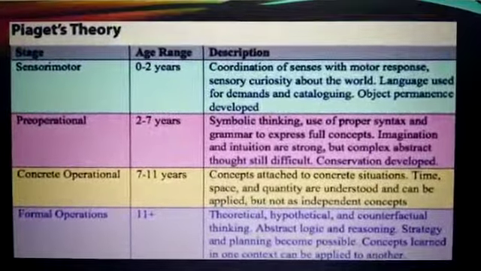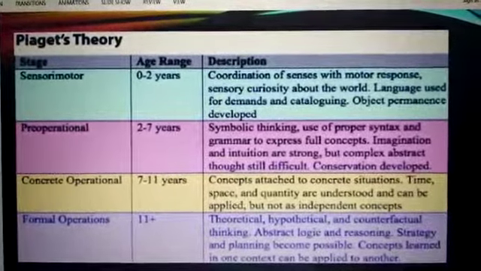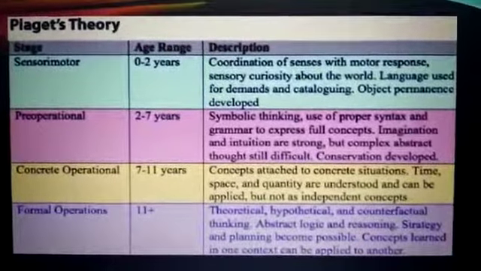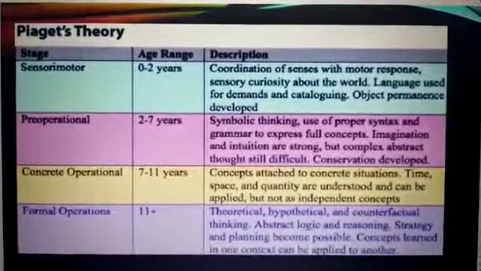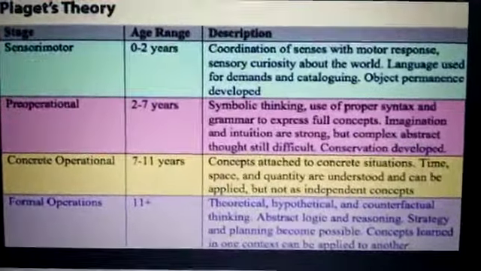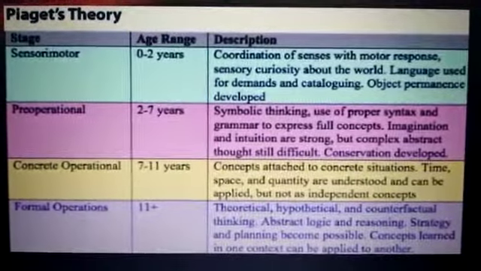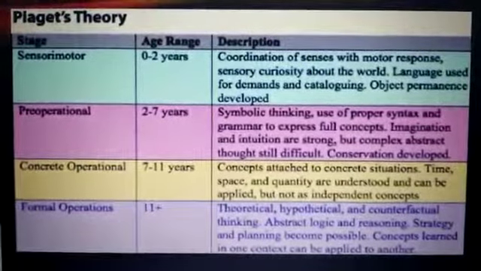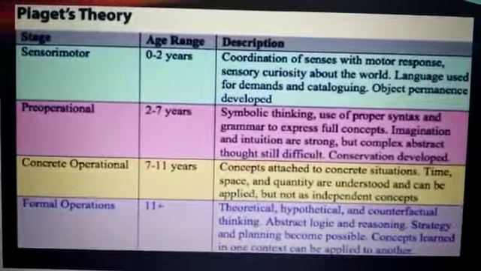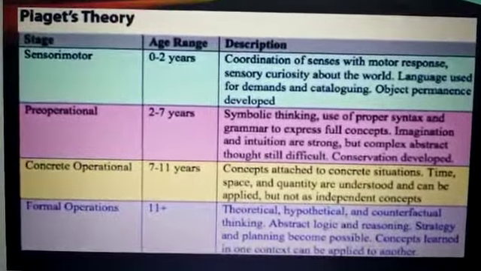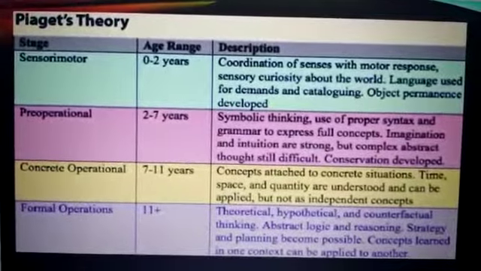Now moving towards the pre-operational stage, which starts from 2 to 7 years, the child starts imagination, starts representing the objects around him in an imaginary form and is able to develop conversation. On the other hand, talking about the concrete operational stage, which occurs between 7 to 11 years, concepts attached to concrete situations, time, space and quantity are understood and can be applied but not as independent concepts.